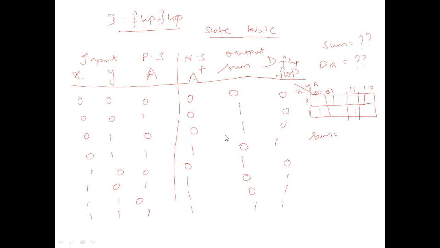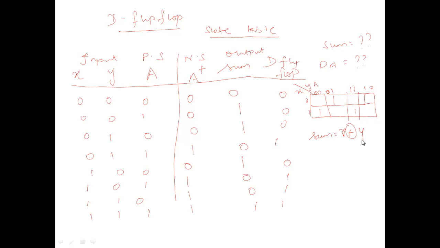0, 1, 0, the output is 1. 1, 0, 0, the output is 1. 1, 1, 1, output is 1. In all the 4 combinations, whenever the input has an odd number of ones, the output is 1. Whenever the input has an even number of ones, the output is 0. Therefore, sum is nothing but a simple XOR gate.